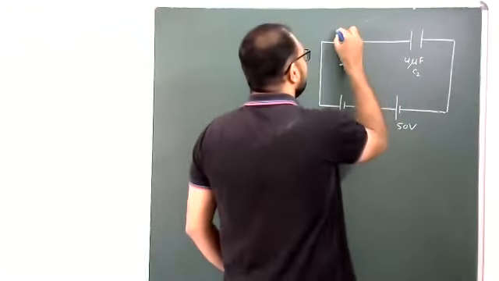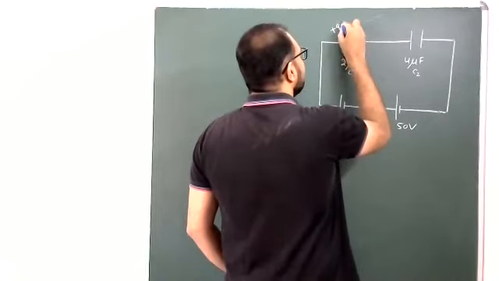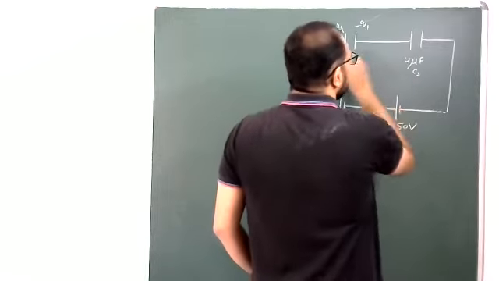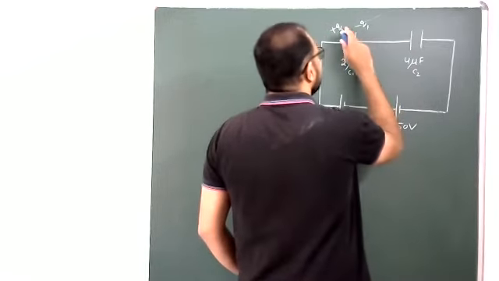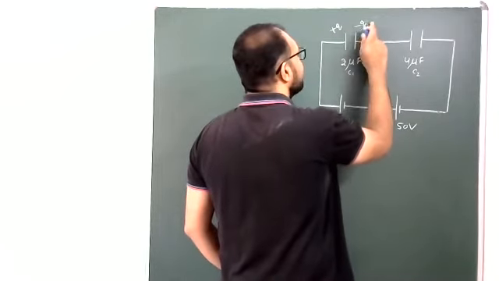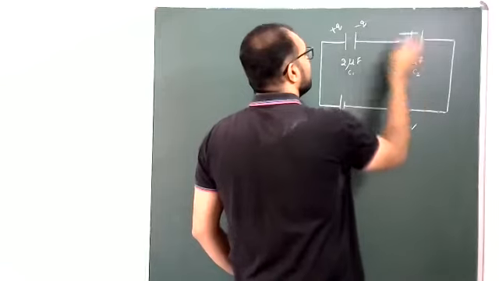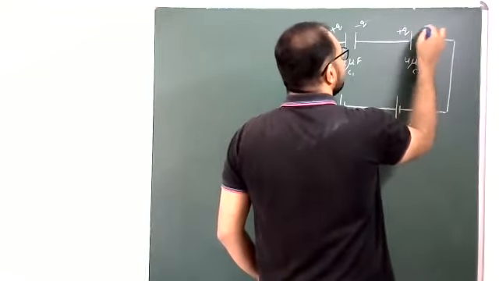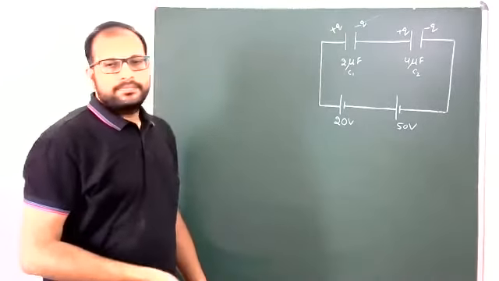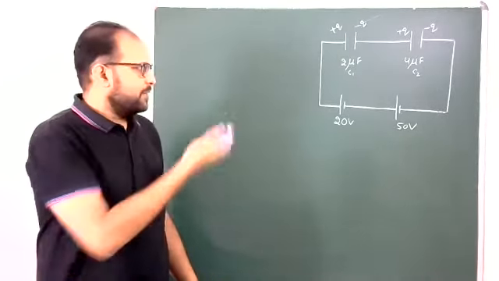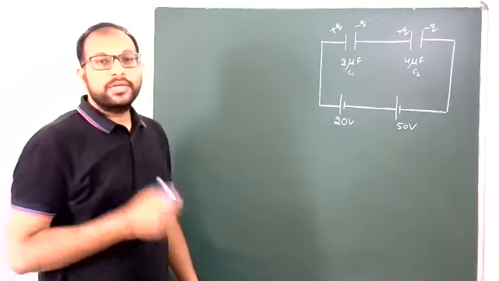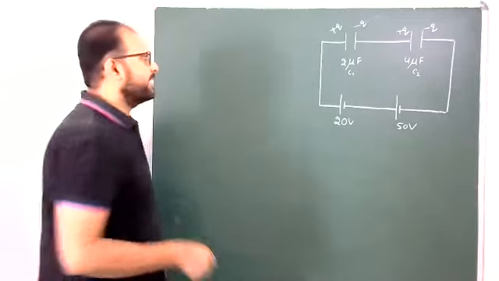I am assuming here plus Q1, minus Q1, and this is a series combination. So there was already no charge. We know in case of series combination, the charge is the same, so very simple, plus Q and then minus Q. Because they were previously uncharged, now the capacitors are going to be charged. That Q charge we need to find out.